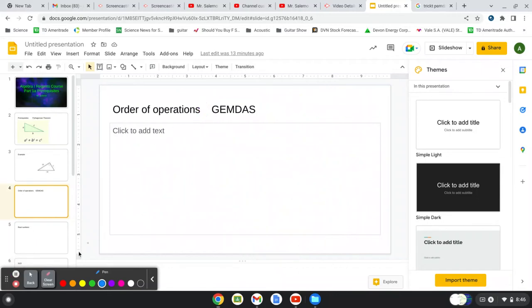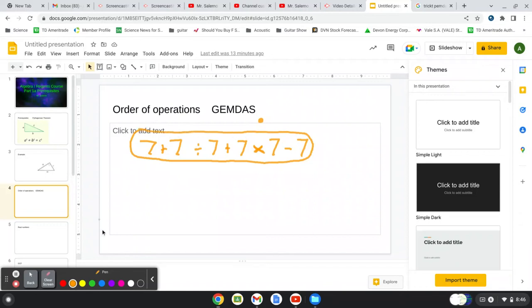All right, let's change it. Let's use a butterscotch color or whatever this is. What if we had 7 plus 7 divided by 7 plus 7 times 7 minus 7? Now, usually, instead of using this x for multiplication, we should use the dot. You should see the dot more often. We'll leave it there for now. So what do you think this is? What would this answer be?